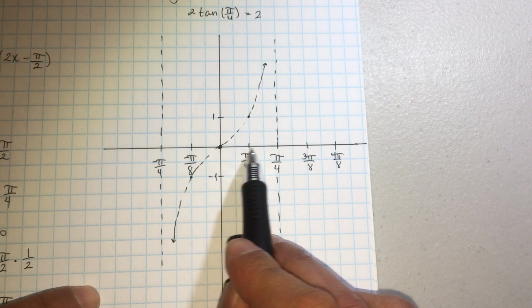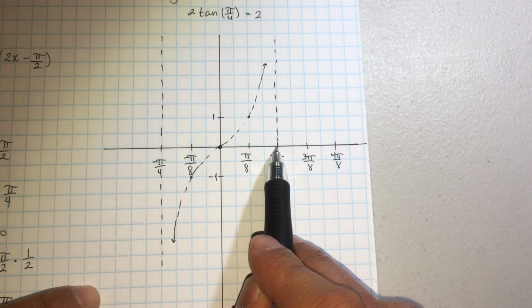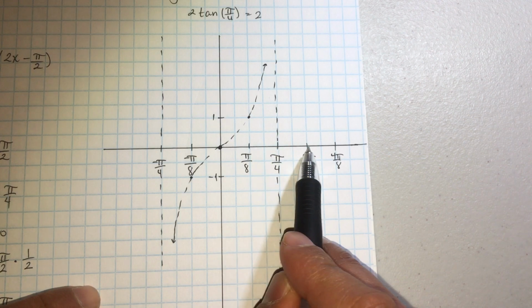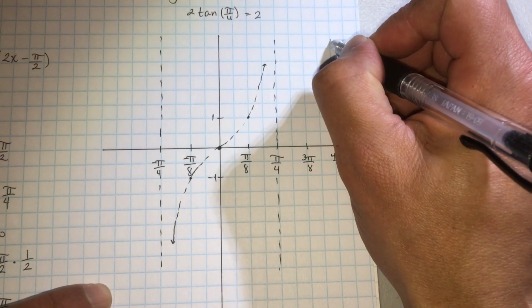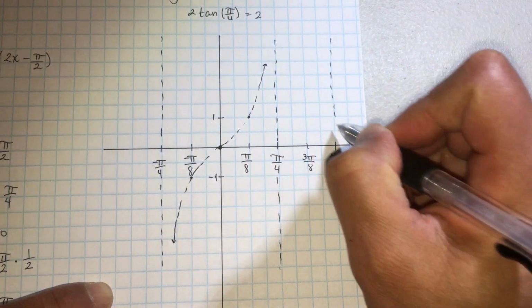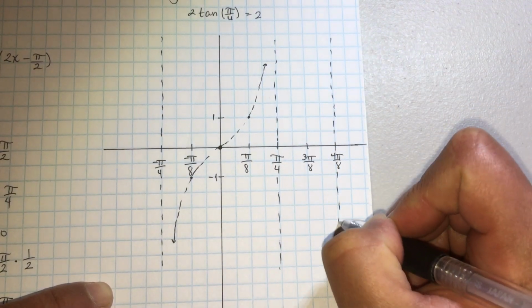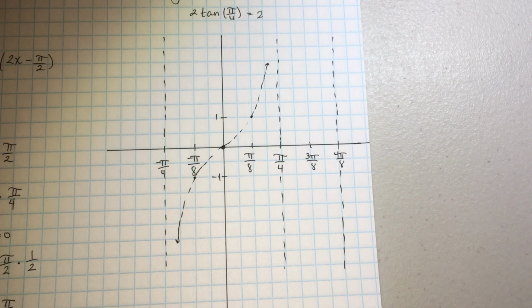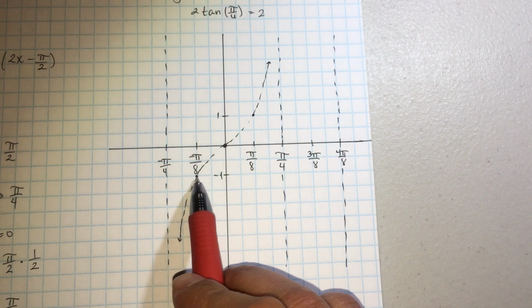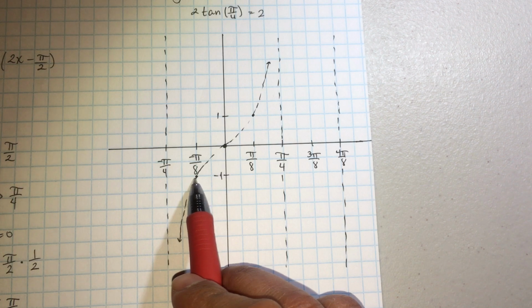So you see how every 2? So here's my asymptote. My next asymptote wouldn't be this guy. It would be the next guy here. So here's my next asymptote. You just got to follow the pattern. So now we got to move it. This guy's going to move pi over 4 to the right.